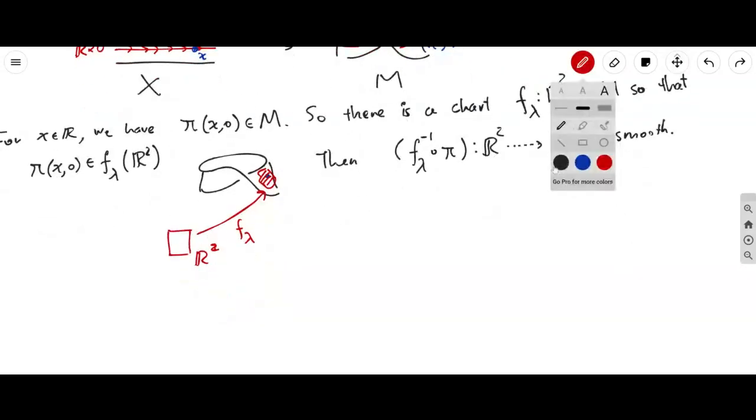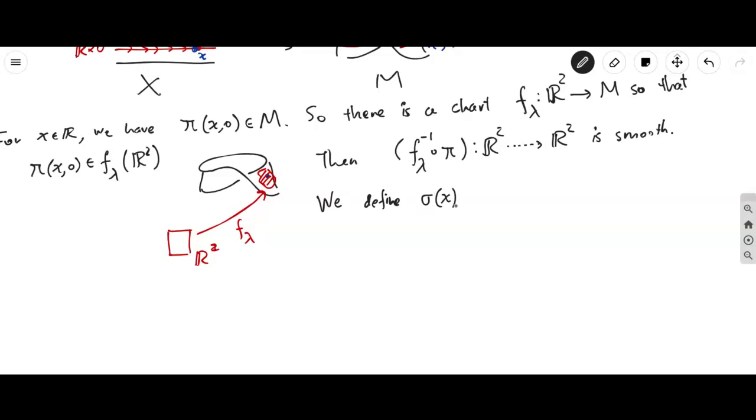So here's the way we define sigma. We define sigma of x to be the sign of the Jacobian. We're going to take this mapping, calculate its derivative at x comma 0, and take the determinant of all of that. So it's the sign of the Jacobian. It will either be positive or negative.